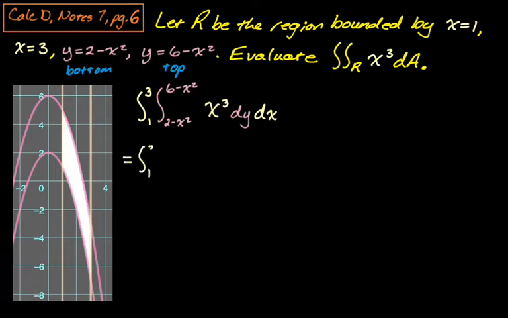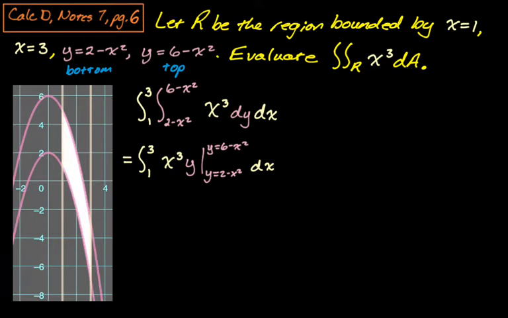We keep the outer integral, and we're going to integrate dy, but we're just integrating 1 dy, so x cubed is a constant, and then we just get y, because the integral of 1 dy gives you y, and y is going to go from 2 minus x squared to 6 minus x squared, and then we still have dx, because we're going to have to finish the integral.